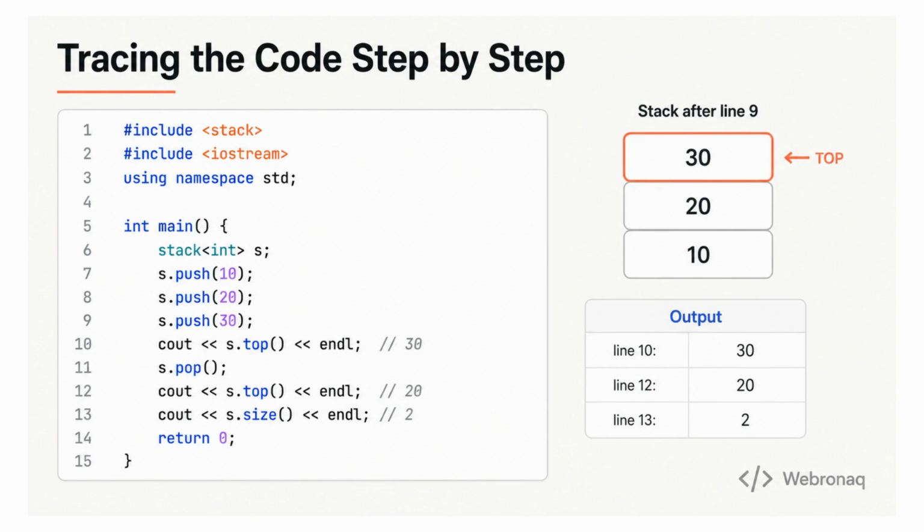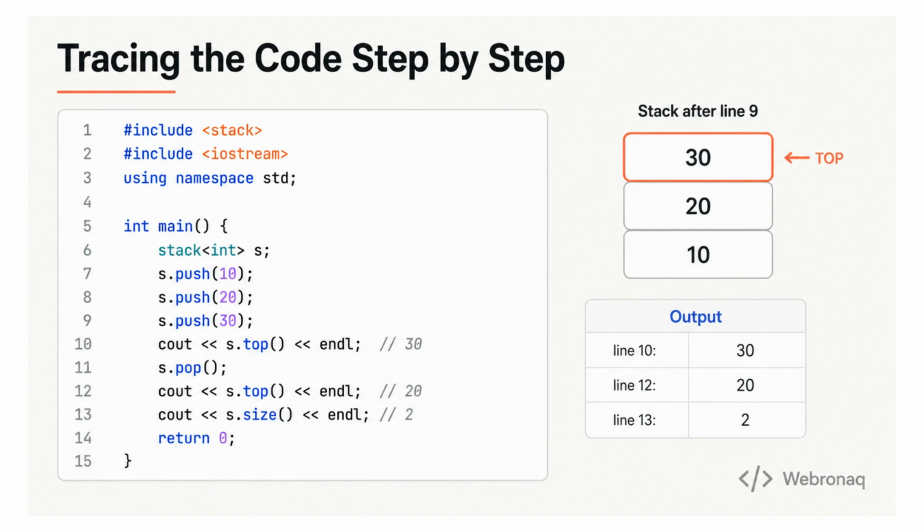That removes 30 from the top. Now 20 is the new top. Line 12 calls s.top again and cout prints 20. Line 13 calls s.size. We started with 3 elements and removed 1, so size returns 2 and cout prints 2. 3 lines of output, 30, then 20, then 2. Every step follows directly from the LIFO rule. Push adds to the top, pop removes from the top, and top reads the top. Clean and predictable every time.